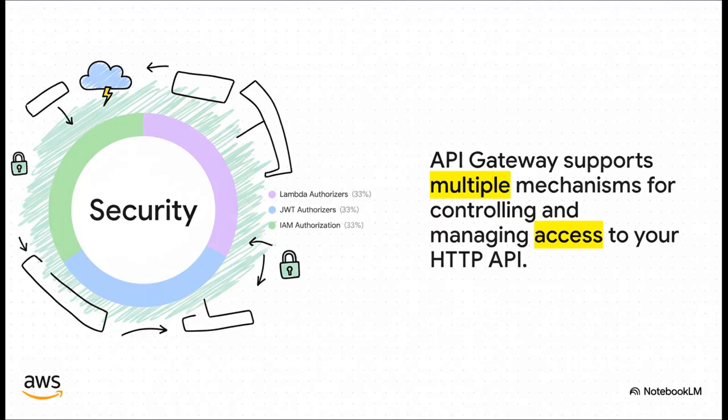You've basically got three main flavors of security. You can use Lambda authorizers for totally custom, roll-your-own logic. You can use JWT authorizers for modern, standards-based authentication. Or you can use native AWS IAM for service-to-service security. Let's break those down real quick.